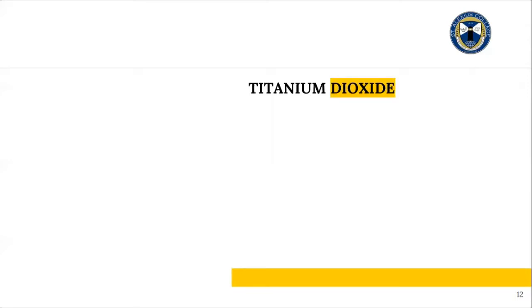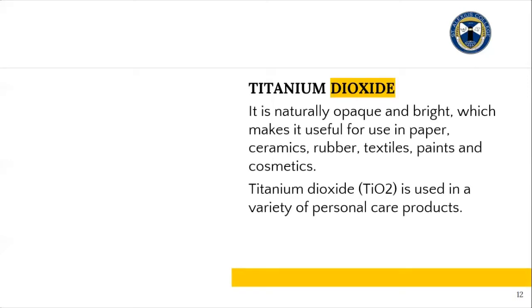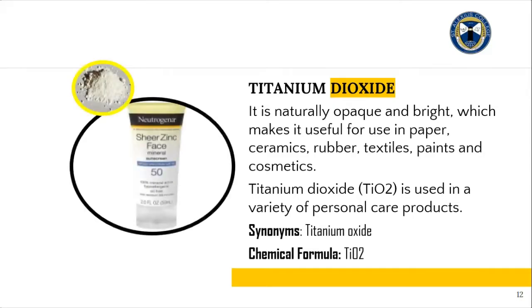Next is the titanium dioxide. Titanium dioxide is naturally opaque and bright, which makes it useful for use in paper, ceramics, rubber, textiles, paints, and cosmetics. Titanium dioxide is also used in a variety of beauty or personal care products. So the other term for titanium dioxide is titanium oxide.